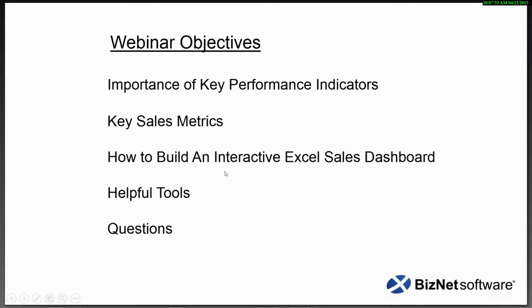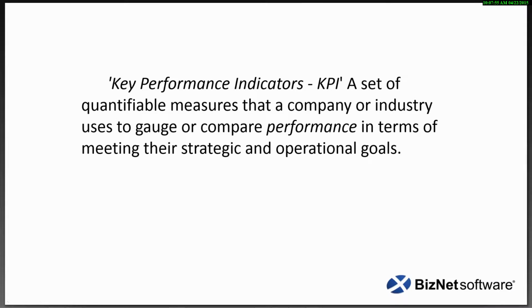What is a key performance indicator? What is the definition of a key performance indicator? Well, this is from Wikipedia, and you can get about 50 different ones. Really, it's a set of quantifiable measures that a company or industry uses to gauge or compare performance in terms of strategic and operational goals. Sounds like a little bit of consulting speak to me, but what it means to me is that there are 3 or 4 items that you have to monitor to measure your business.